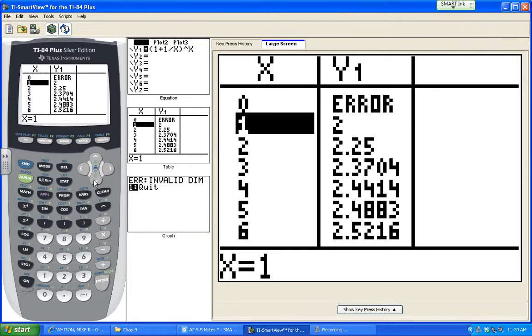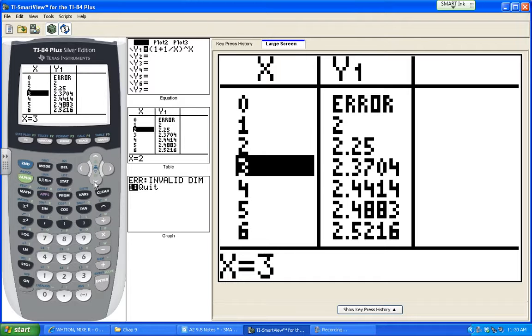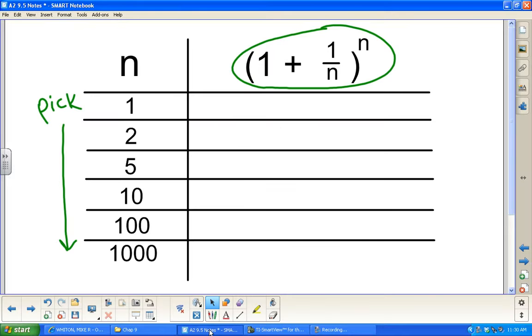If I go to the table, we can see if I just use 1, the answer would be 2. If I use 2, there's the answer, and so on. So let's fill some of these in. Just to see it for the first one, again, I'm putting in a 1 for that n.